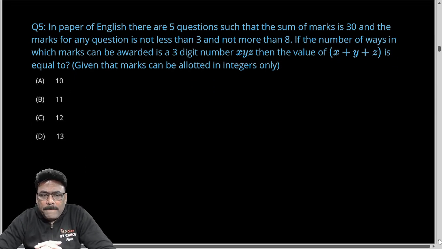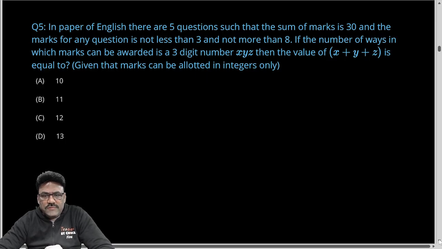This is from permutations and combinations. They are saying that there are 5 questions such that the sum of marks is 30 and the marks of any question is not less than 3 and not more than 8. If the number of ways in which marks can be awarded is a 3-digit number xyz, then find the value of x plus y plus z.